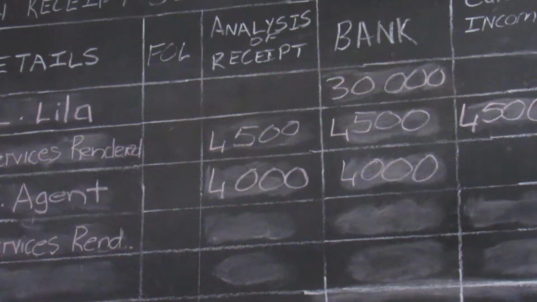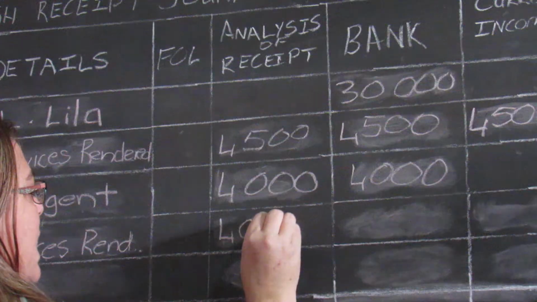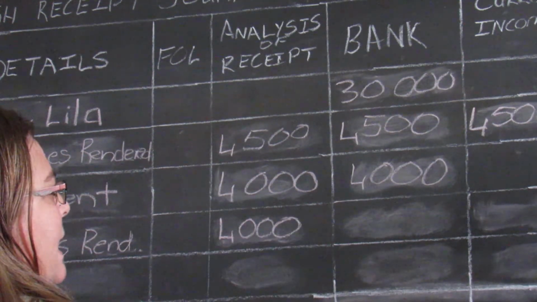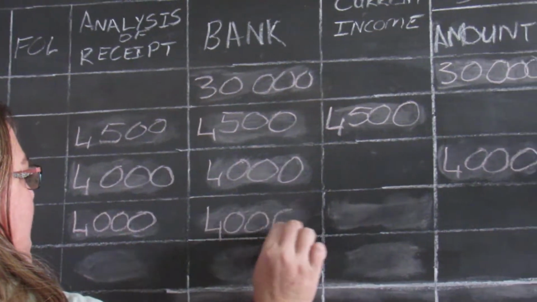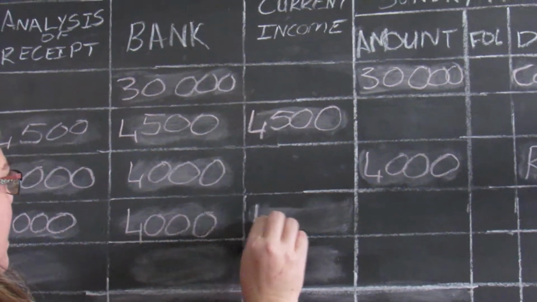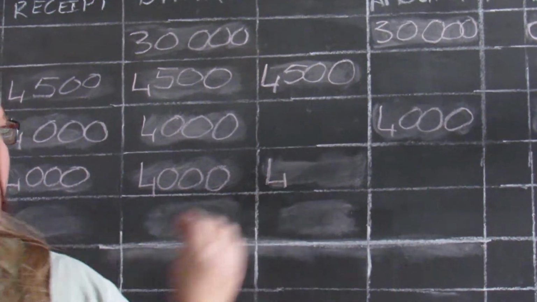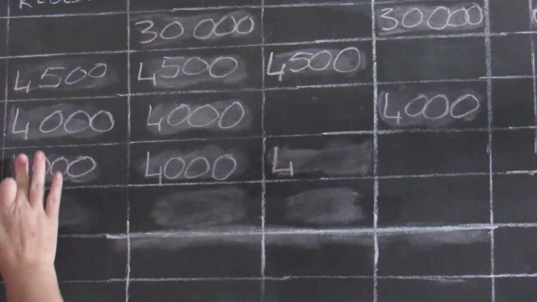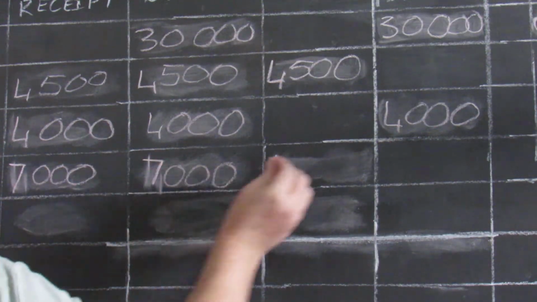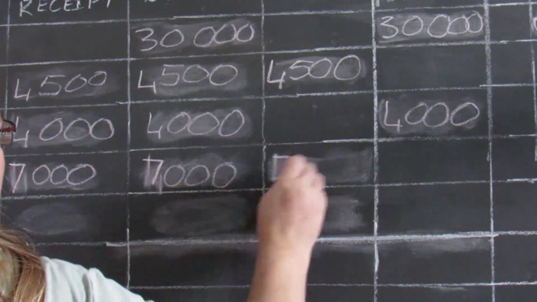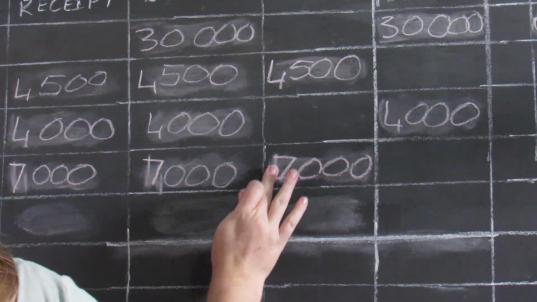The amount that was paid was 4,000 Rand. So once again, we put 4,000 Rand in analysis of receipt because they paid us in cash. It must go to the bank, so we don't lose the money, and it will go into current income. Hey, I'm lying. This amount is 7,000, not 4,000. You see, accountants and teachers also make mistakes.